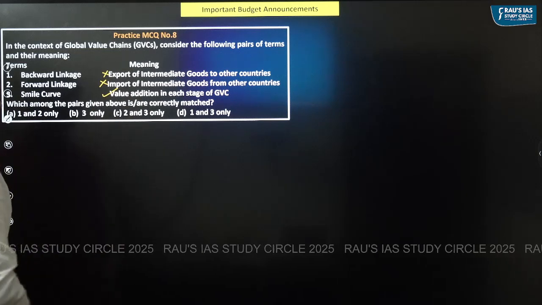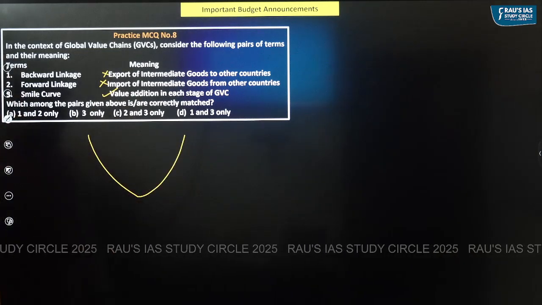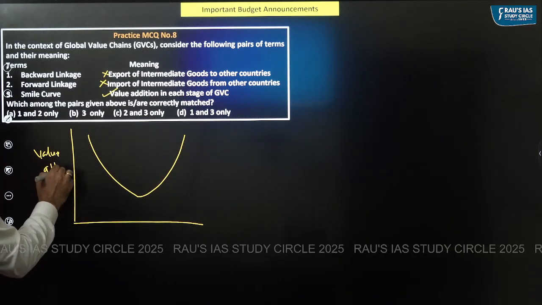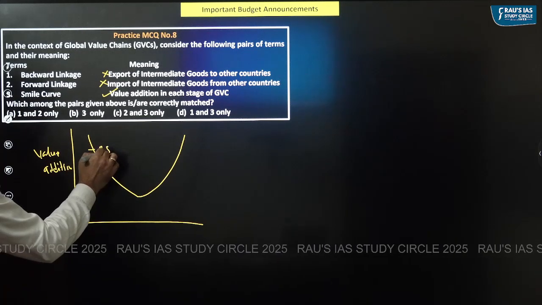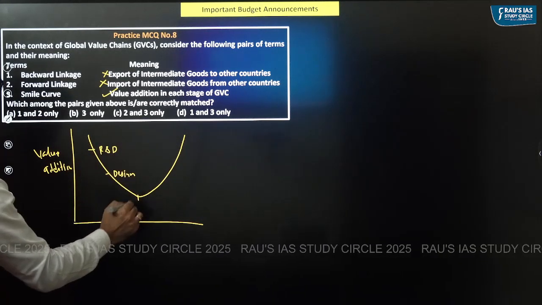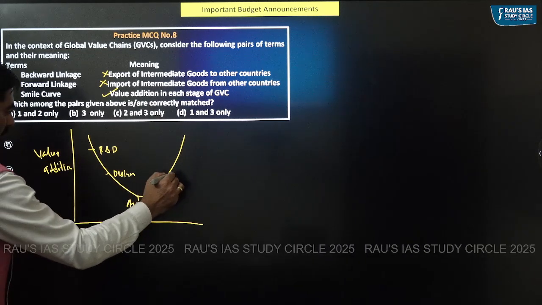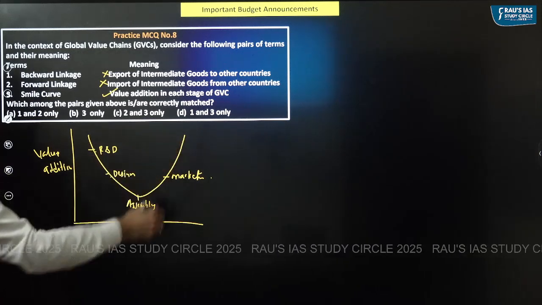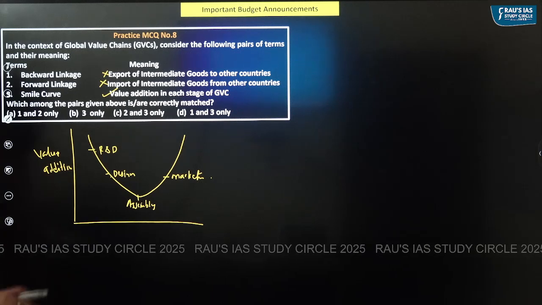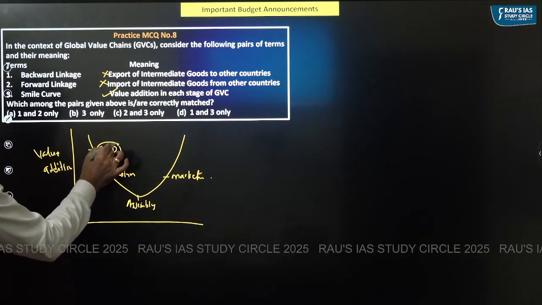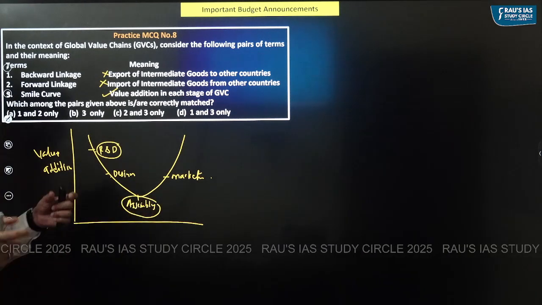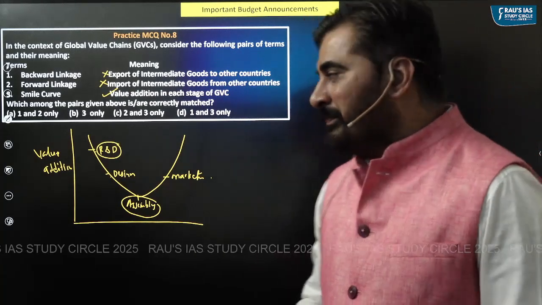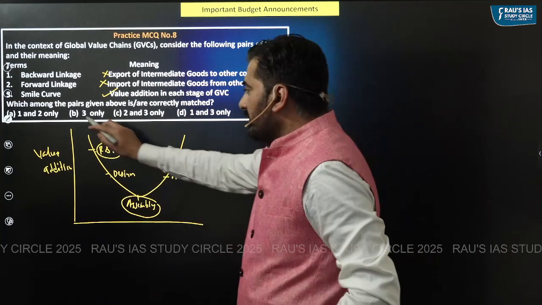Smile curve highlights the value addition in each stage of GVC. For example, if you see, this is the value addition along the y-axis. You can see here you could have research and development. Here you could have design of the product. Here you could have assembly of the product, then marketing and sales. So this curve shows the value addition which is taking place at each stage of production. And the highest value addition is taking place in research and development, and lowest value addition is taking place in assembly of the components. This curve looks like a smile. That's why it is called the smile curve, right? So if you see, the right answer in this case is 3 only.